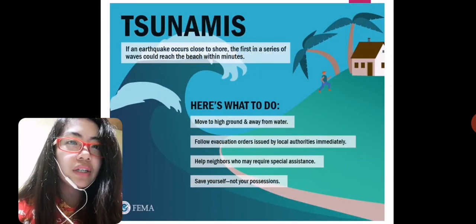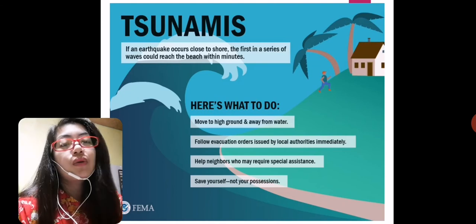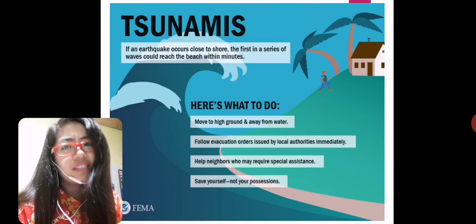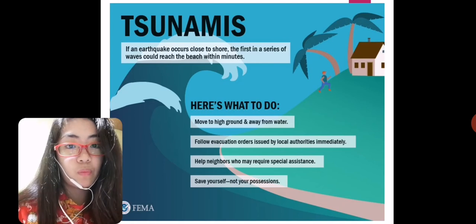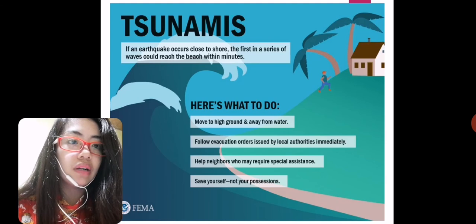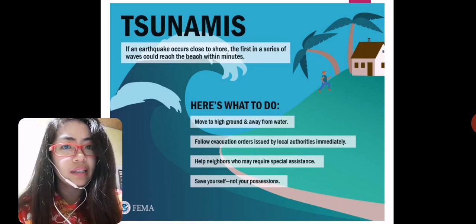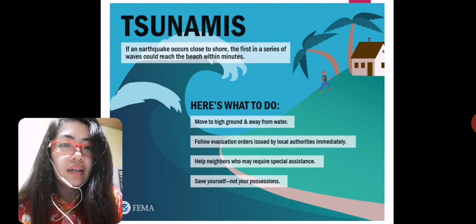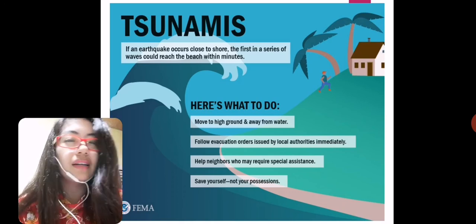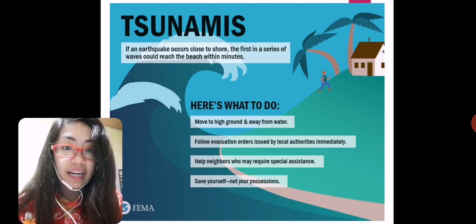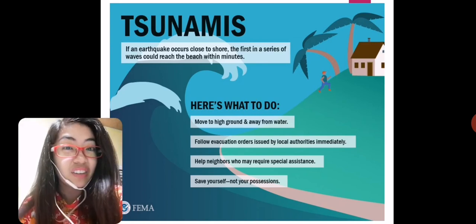Okay. Tsunamis: if an earthquake occurs close to shore, the first wave in the series could reach the beach within minutes. So only minutes count, and it can already generate large waves. So here is what you are going to do. Go to high ground, away from water. Follow evacuation orders issued by local authorities. So let us learn to obey. We see the efforts of our authorities, especially during disasters. They do not fall short in warning you to evacuate, to prepare, to get ready. They really do that for our safety. Some people even get angry at our officials because they do not want to leave their homes.